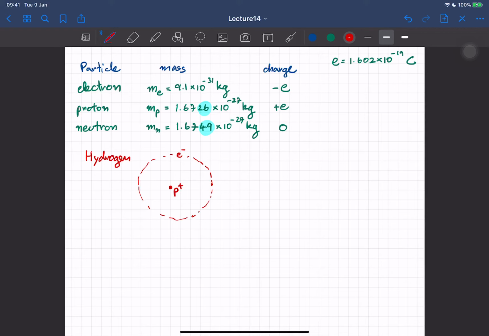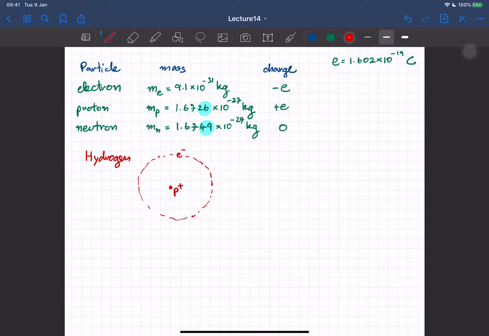Right. So this is called a hydrogen atom. And it kind of makes sense that it's the electron going around the proton, not the proton going around the electron. Right? Because we know that the electron is very, very light compared to the proton. So the electron is easier to move around. That's why the electron is going around the proton instead of the other way around.